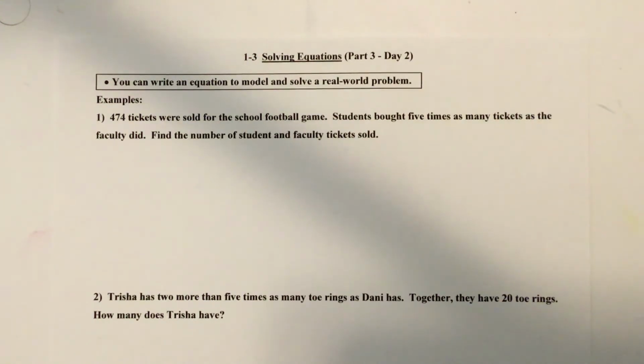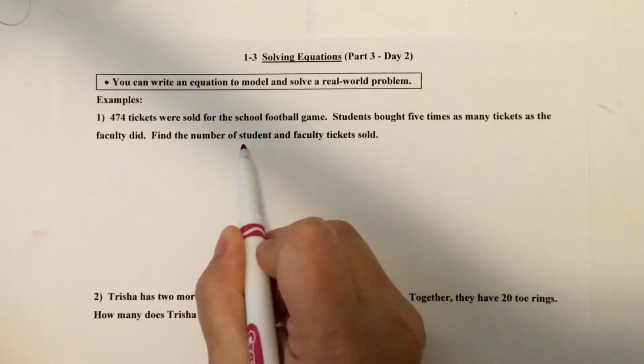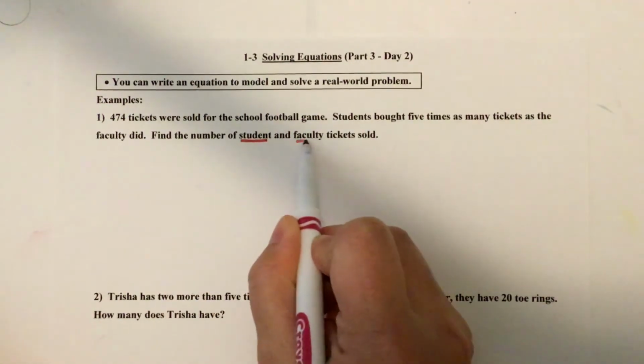474 tickets were sold for the school football game. Students bought 5 times as many tickets as the faculty did. Find the number of student and faculty tickets sold. Okay, so I always start off to the side defining my variables. We're trying to find the number of student and faculty tickets that were sold.